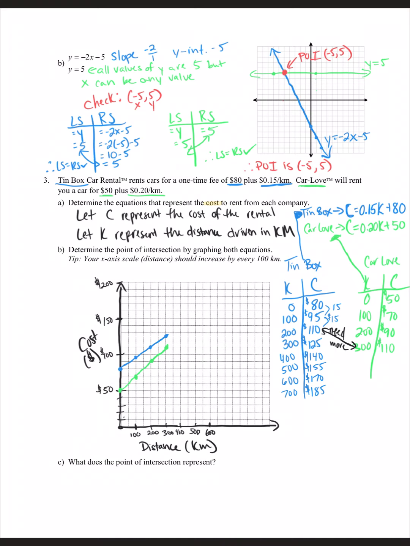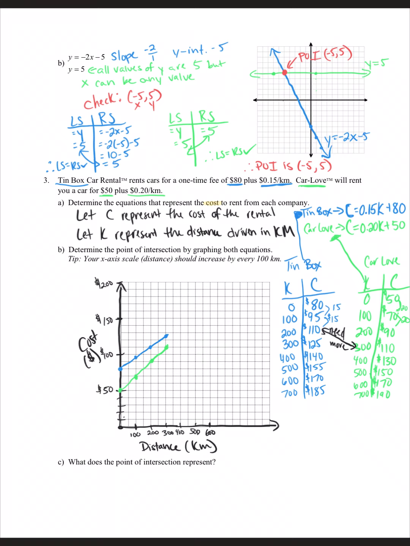Okay, and let's check out over here for Car Love. It looks like the rate of change is 20 each time. So 50 to 70 is 20. So we'll keep going up by 20s for each 100 kilometers. So 300 kilometers is $110. 400, we're going to go up by 20, so it's going to be 130, and then 150, and then 170. And finally at 700 is going to be 190.